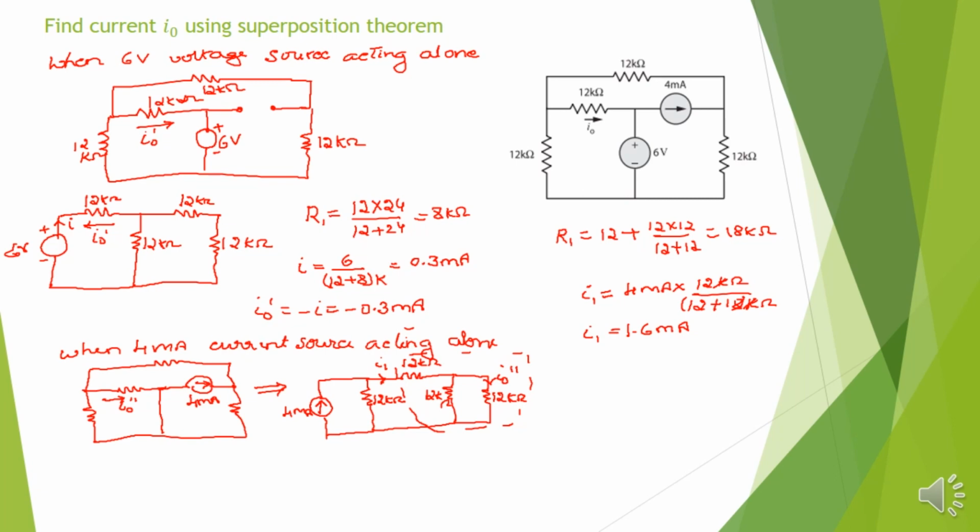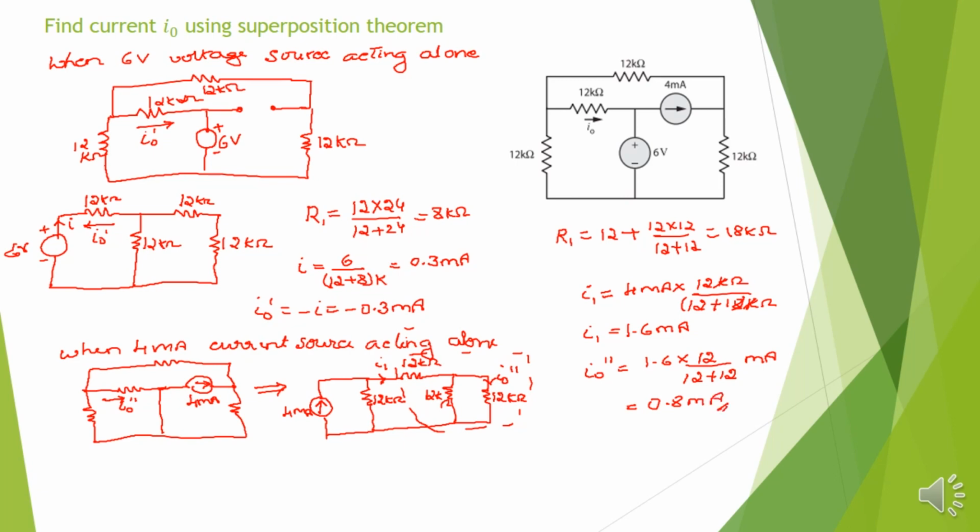Now once again this current splits into two branches. So I naught double dash is equal to 1.6 into the resistance of the other branch, 12 divided by 12 plus 12. Both the units are same, kilo ohm, so they cancel each other. 1.6 milliamps, so this is 0.8 milliamps.